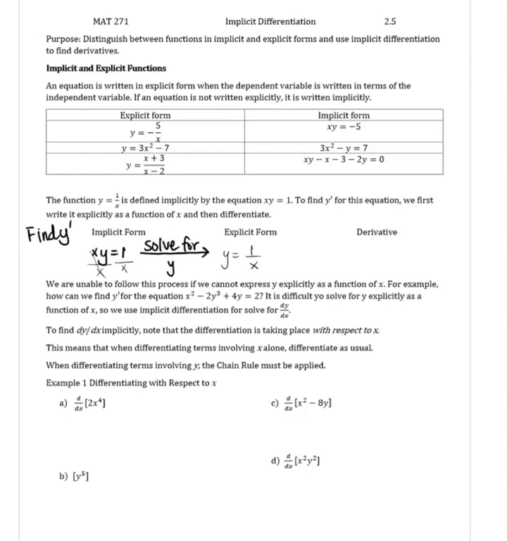If I'm trying to take the derivative of that, I probably don't want to write it in this form. I would rewrite it as x to the -1, because then I could use the power rule to take the derivative of x to the -1. I would bring down the exponent of -1, and my new exponent would be -2, leaving me with -1 over x squared. So far, we've seen an example where we started with an equation written implicitly.